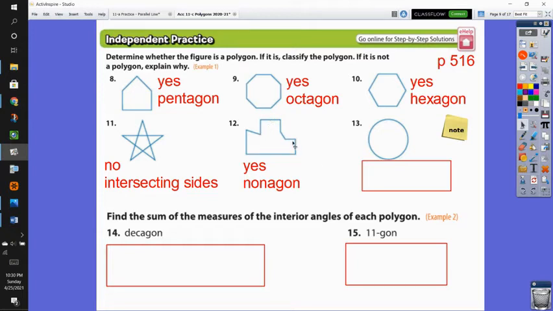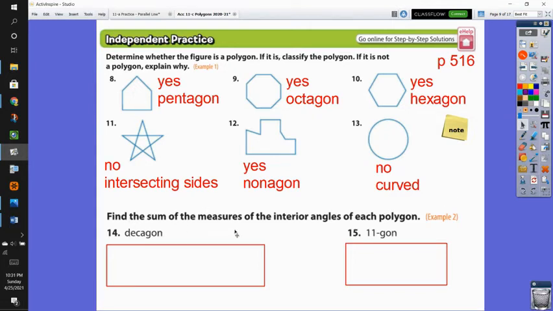That's what I got anyway. 2, 3, 4, 5, 6, 7, 8. Yep, 9 sides. And number 13, polygon? No, this is all curved. It's actually a circle, not a polygon.